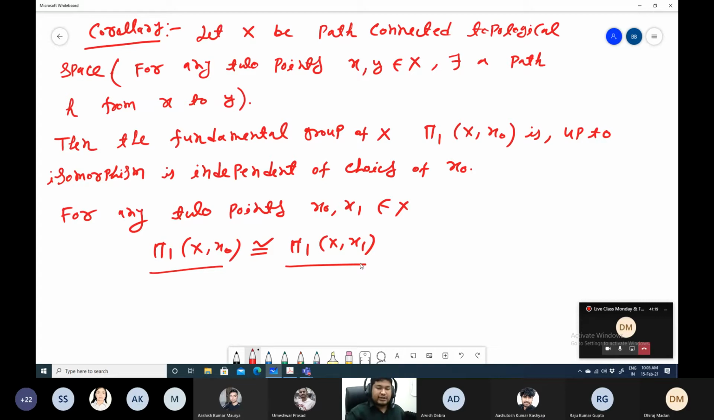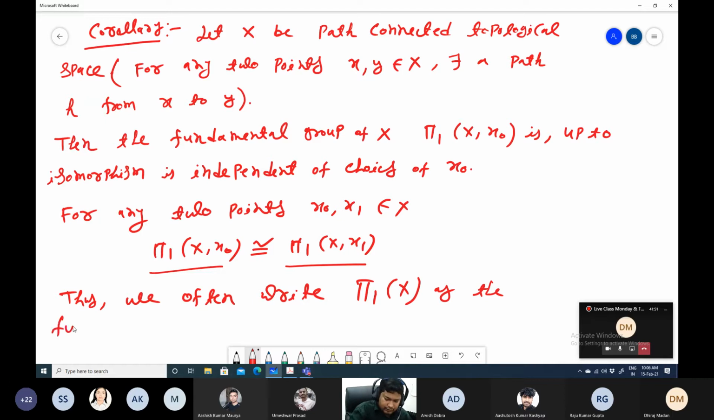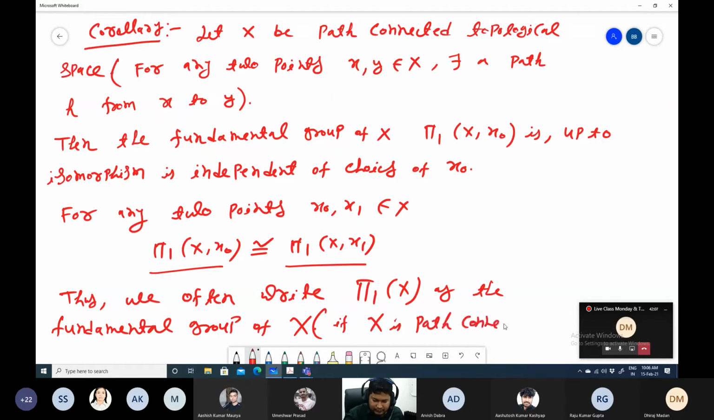Okay. Now since the fundamental group is independent of the choice of the base point, there is no meaning in writing that specific base point, right? Because when we talk about the fundamental group of a topological space, that will be unique. It is independent of x0. So thus we often write only pi1 X as the fundamental group of X. Obviously, if X is path connected. So if X is path connected, then generally we write only pi1 X. So that is my fundamental group.